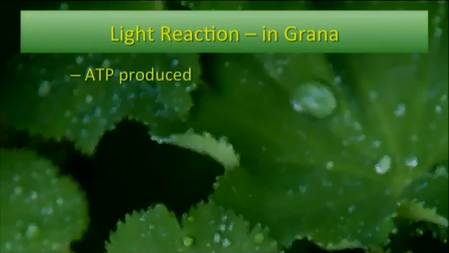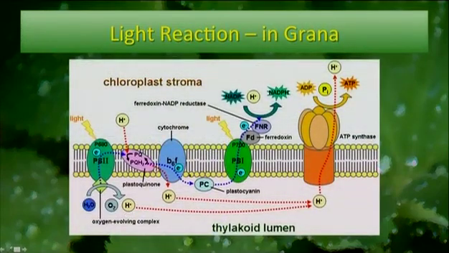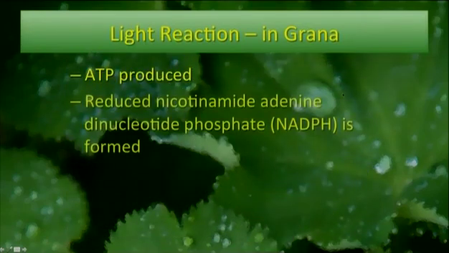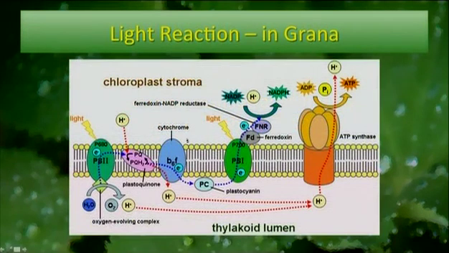So ATP is produced, as we saw in that image here. The hydrogen ions diffuse back out through the ATP synthase and produce ATP. Reduced NADPH, or reduced nicotinamide adenine dinucleotide phosphate, is formed. That happens here, where you have the NADP plus having the electron and the hydrogen passed to it, and that generates NADPH, which is an electron carrier.